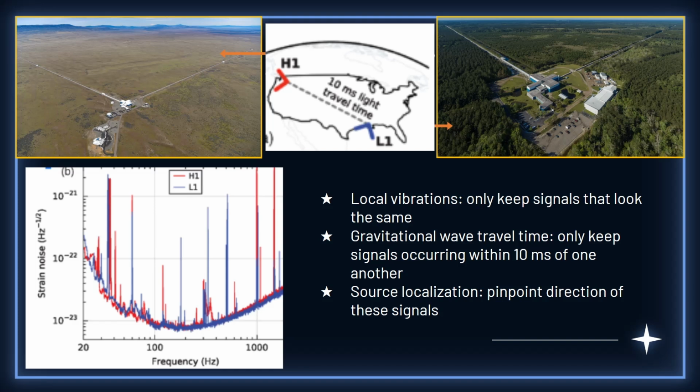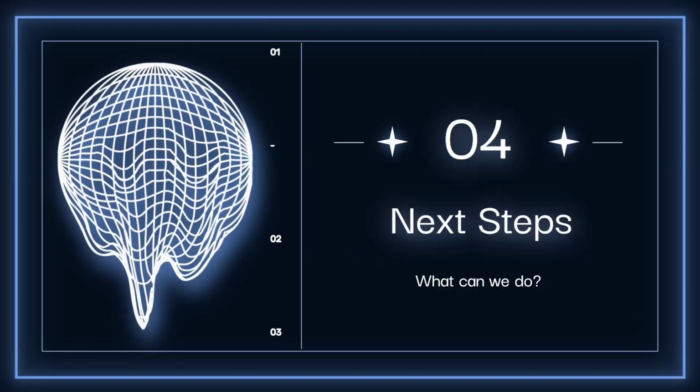The elapsed time of a gravitational wave traveling between both locations must also be considered. Since they travel at the speed of light, only similar signals that occur within 10 milliseconds of each other would be the result of a passing gravitational wave. Any other similar signals that are longer than 10 milliseconds apart are filtered out. Finally, two detectors allow us to pinpoint the direction of the gravitational wave signal. The more gravitational wave detectors around the world, the narrower any source can be localized.